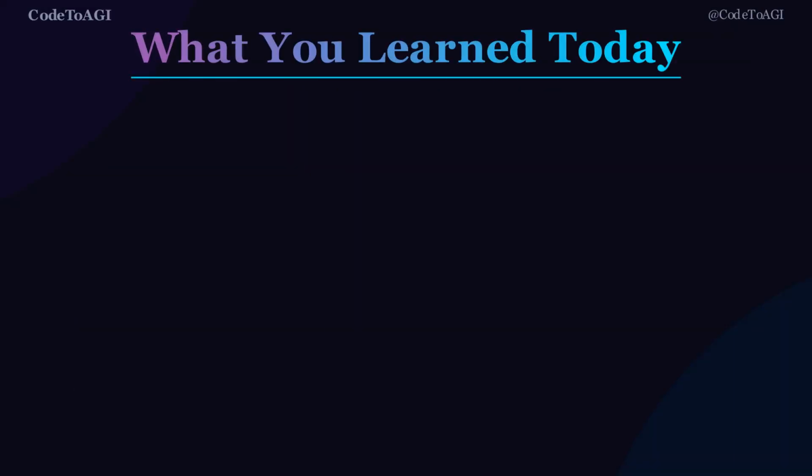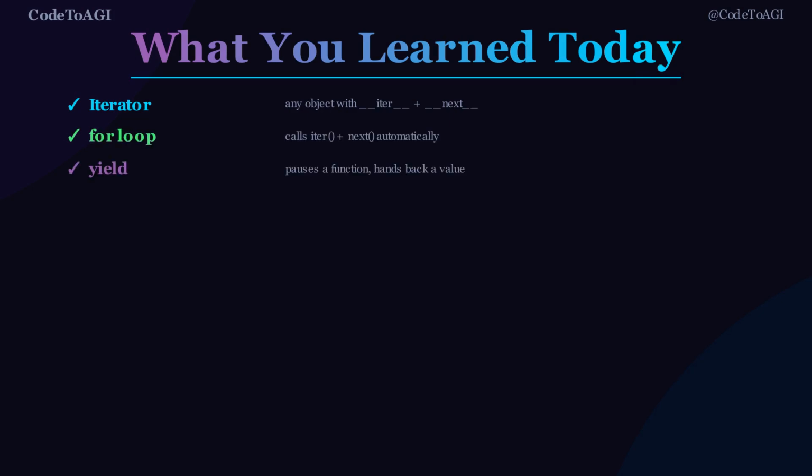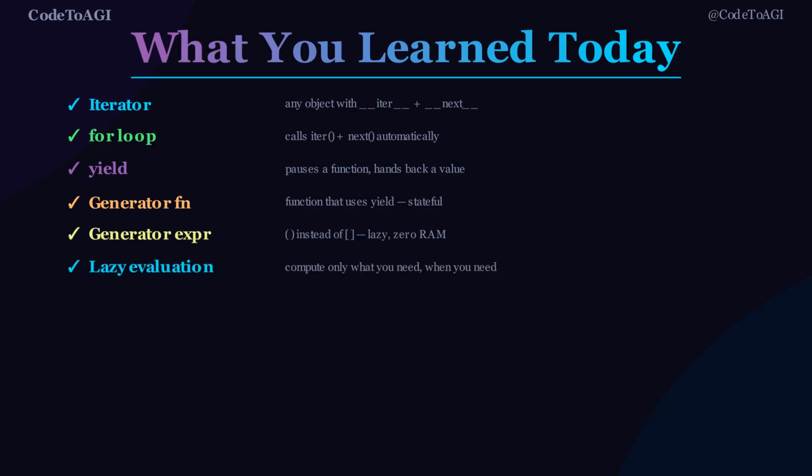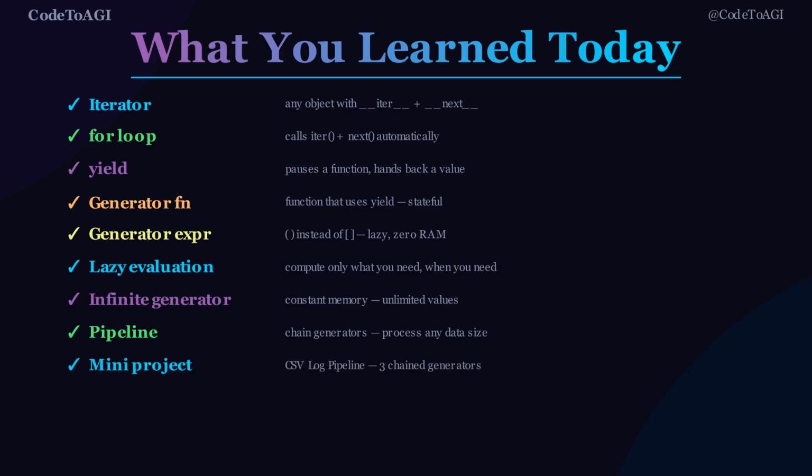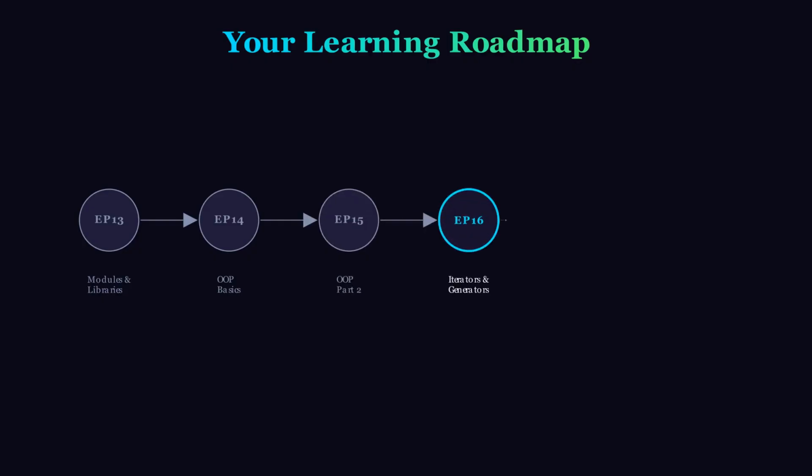Let's recap episode 16. Iterator: any object with __iter__ and __next__. For loop: calls iter and next automatically behind the scenes. Yield: pauses a function and hands back a value. Generator function: a function that uses yield. Generator expression: round brackets instead of square brackets.